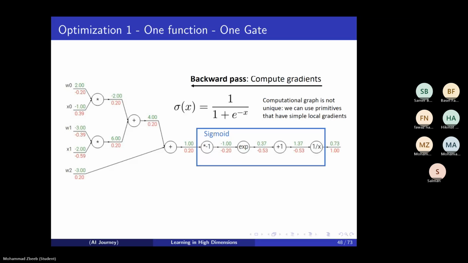But a good way to fold the number of gates, to decrease the number of gates, since the number of gates is compute and memory, it's always good to fold the number of gates or decrease the number of gates. I can realize that this is the sigmoid activation, and I can replace this with one gate called the sigmoid activation.